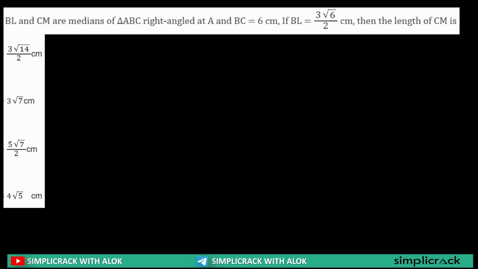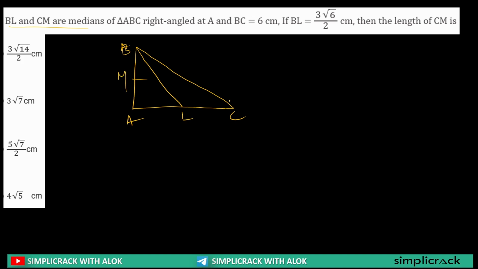BL and CM are the medians of the right angle triangle ABC, right angle at A, BC is 6 centimeter, BL is 3 root 6 centimeter. See, this is quite easy and this is completely based on the formula. It is saying BL and CM are the medians. BL is a median, so it is dividing AC at L. CM is a median, that is dividing AB at M.